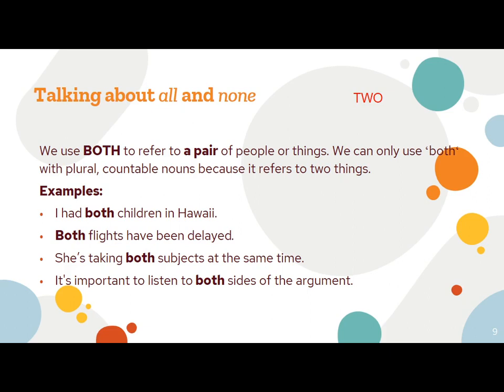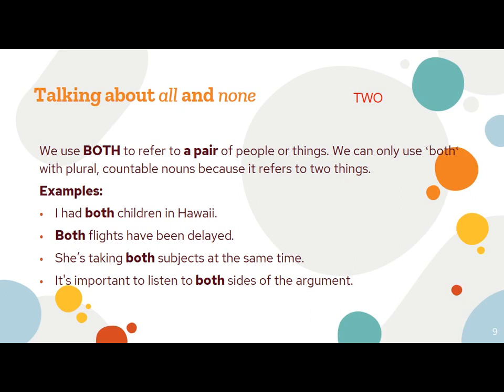What are some of the examples I have in here? The person says, I have both children in Hawaii. So the person refers to the two children he or she had in Hawaii. Both flights have been delayed. How many? Two flights. But if you're saying two flights, you can say both. Both flights have been delayed. Just taking both subjects at the same time. Which one? Grammar and English B2.